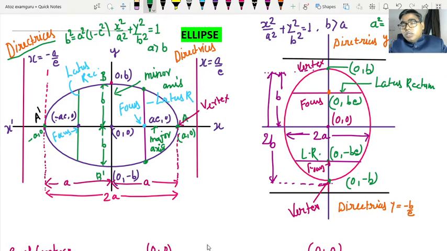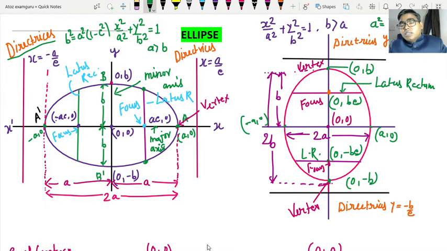Similarly, it is a comma 0 and minus a comma 0, right? And the coordinates of the focus are 0 comma be and 0 comma minus be, and the coordinates of the vertices are 0 comma b and 0 comma minus b and a comma 0 and minus a comma 0.